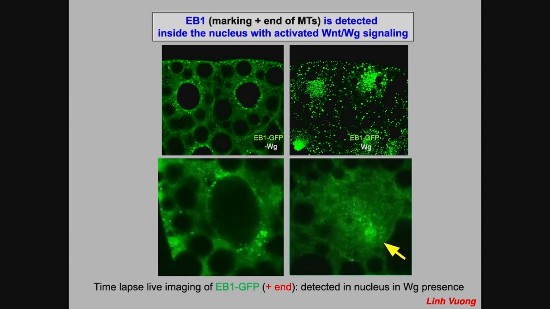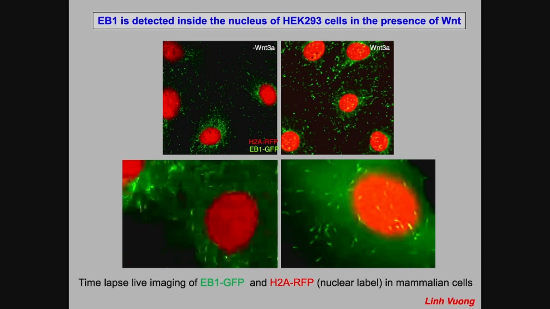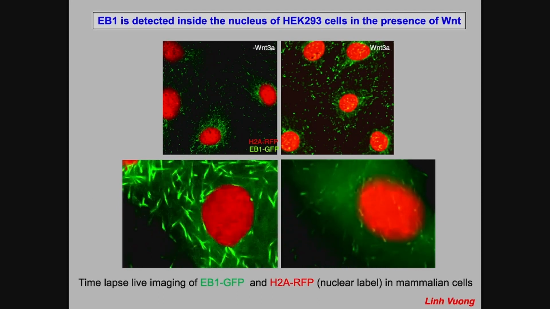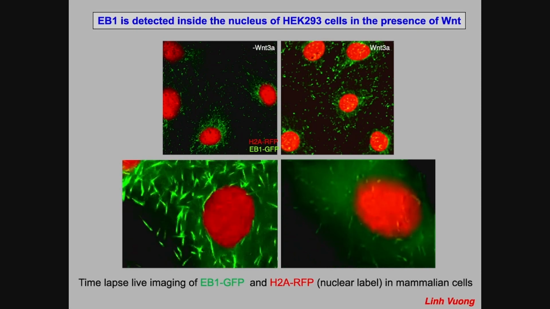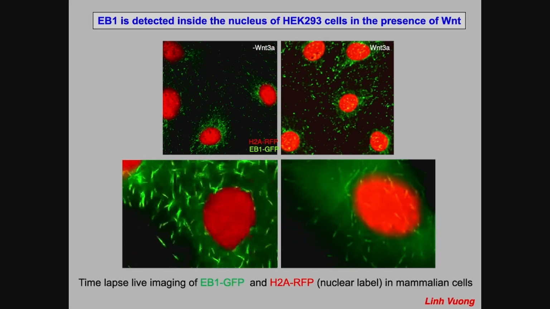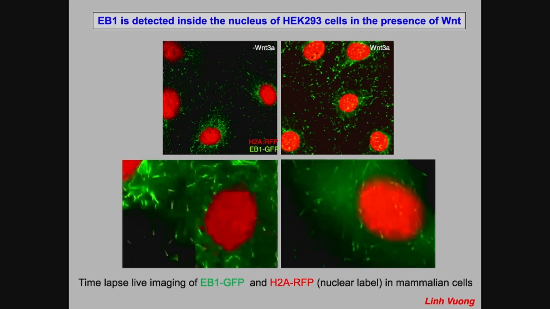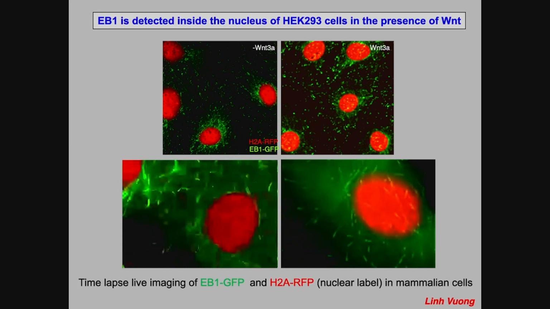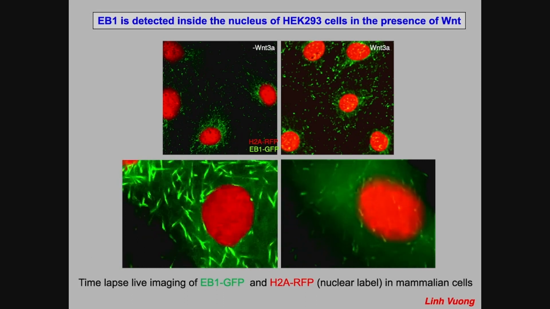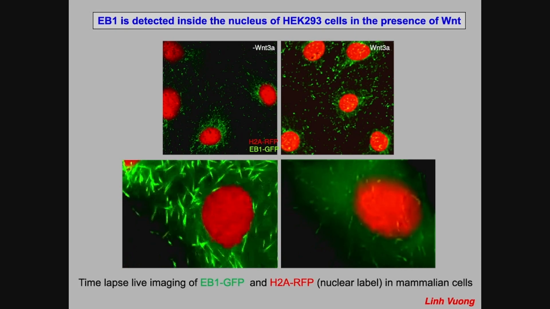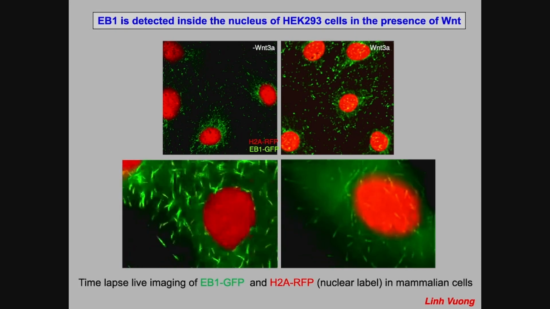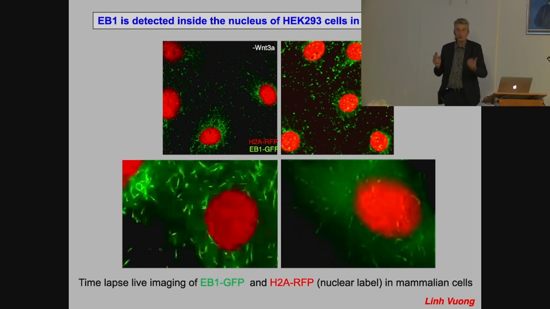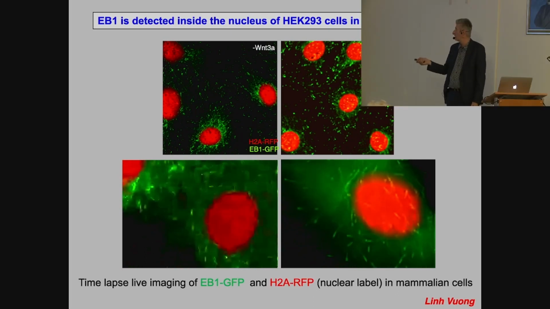And to make it more convincing, this is an experiment where we label the nucleus with histone 2 RFP. This is now in HEK293 cells, so these are mammalian cells. With Wnt3A minus, you see plus ends around the nucleus, and you can see them move around, but they don't go inside. We add Wnt3A, and you can see, it's a little overexposed, but you can definitely see stuff going into the nucleus. So plus ends somehow, and this is really the big mystery, somehow they get through the nuclear pore, presumably, and microtubules penetrate into the nucleus.